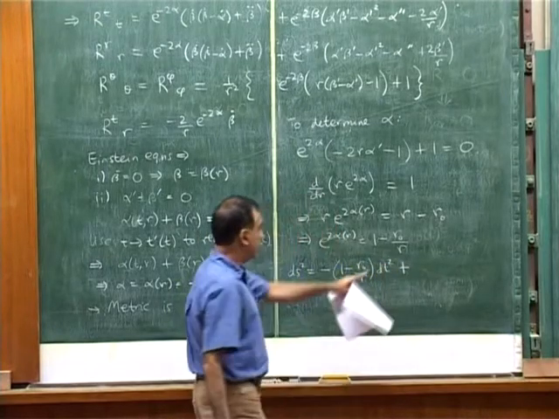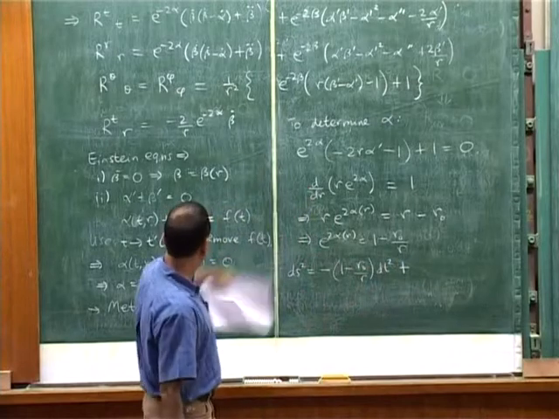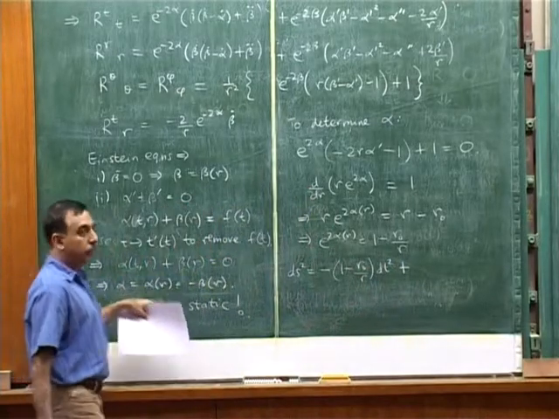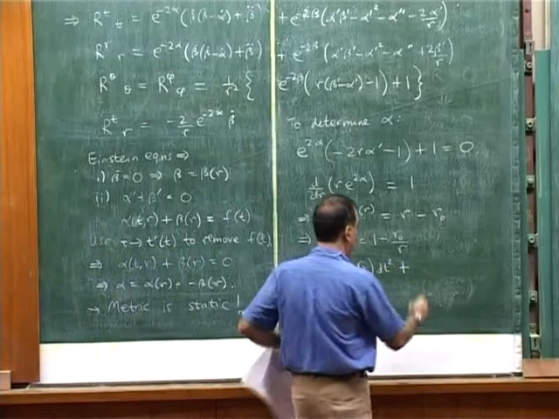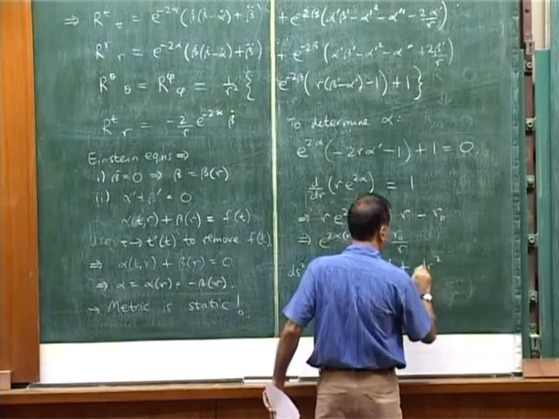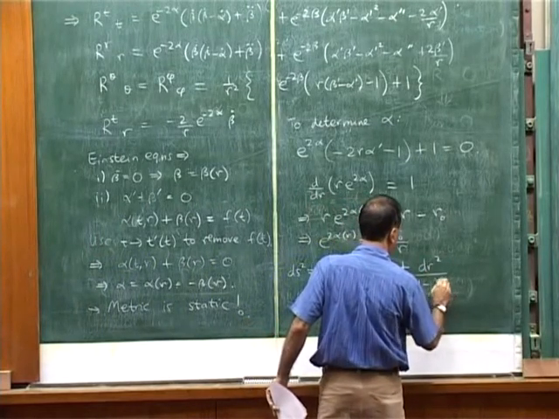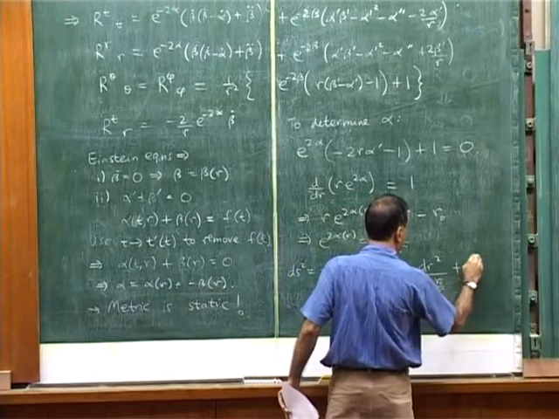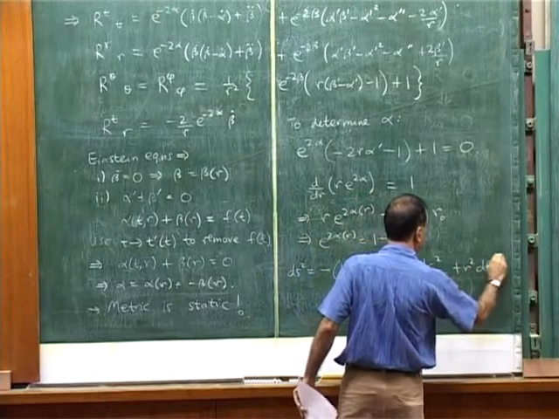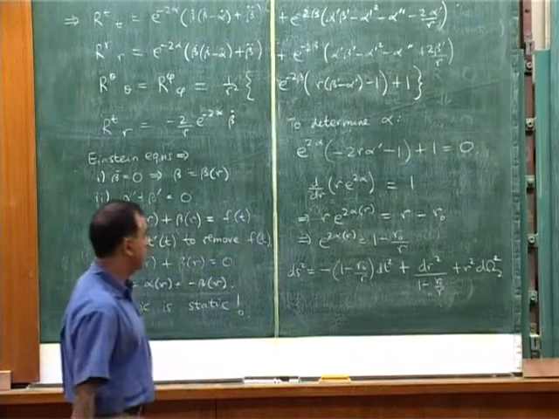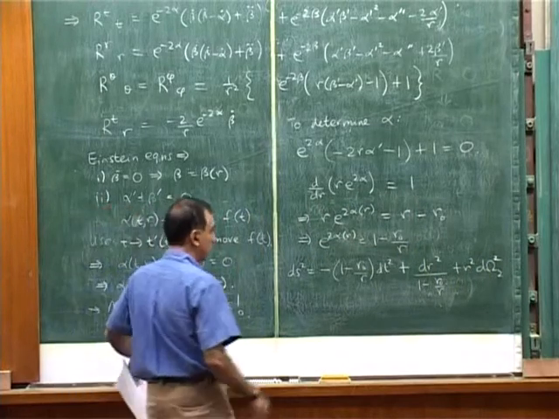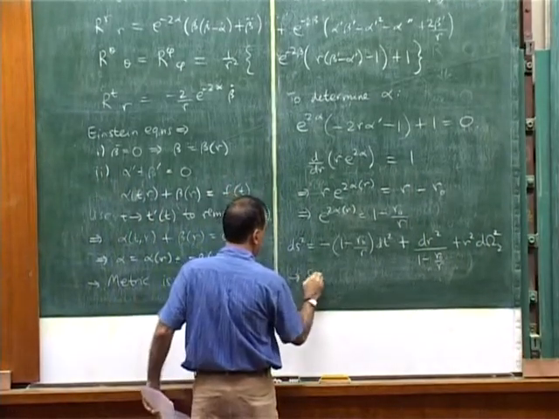Plus, now the next term is e to the 2 beta, but beta is minus alpha. That means it's 1 over this factor. So it's dr squared upon 1 minus r naught upon r. And the last term, of course, can't be doing anything exciting. It's that. There it is. And this is called the Schwarzschild metric.